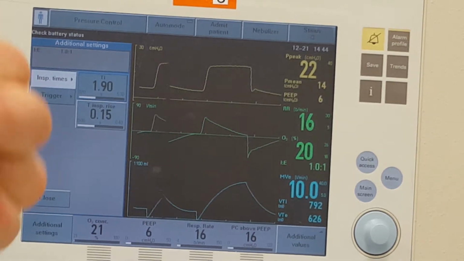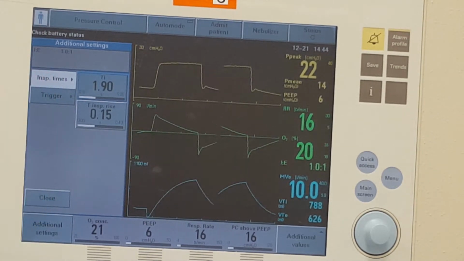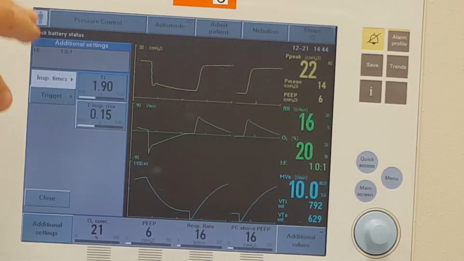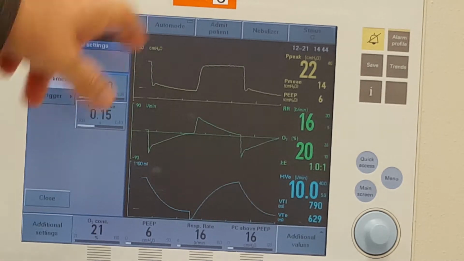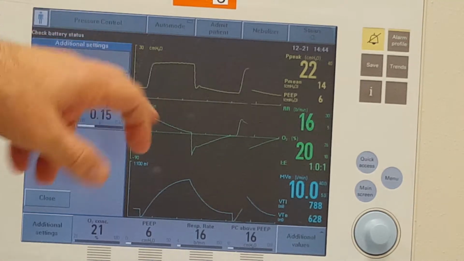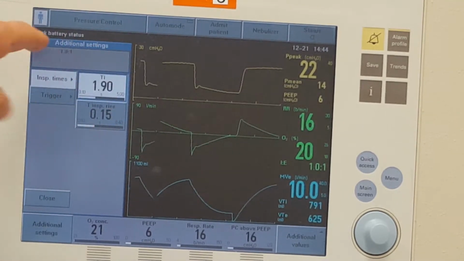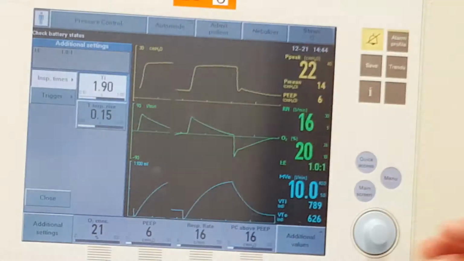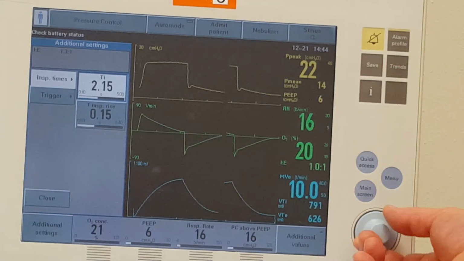Our last adjustment under pressure control is to make our IE ratio 2 to 1. So when we look right now, we're at 1 to 1 with an I time of 1.9 seconds. So let us increase I time until we see our IE ratio move to 2 to 1. So we're actually going to inverse our normal ratio here.